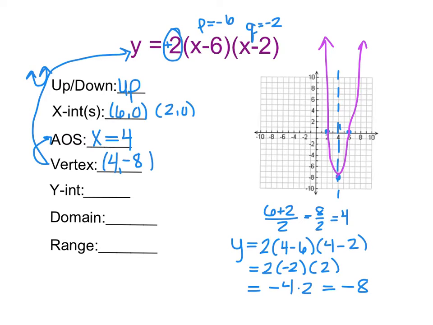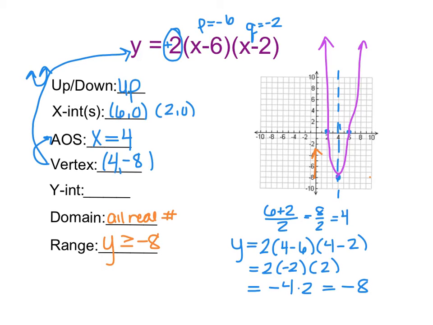So I know that my domain is going to be all real numbers. I can see that my y values start at -8 and go up, so my range is y is greater than or equal to -8. The only really tricky thing to find here is my y-intercept point.